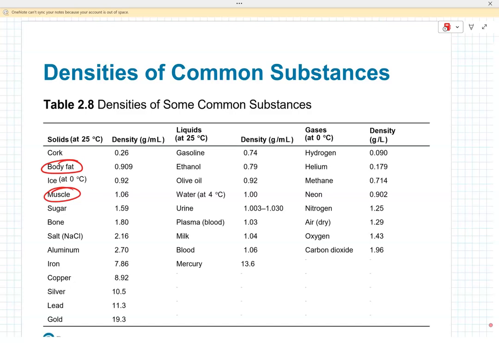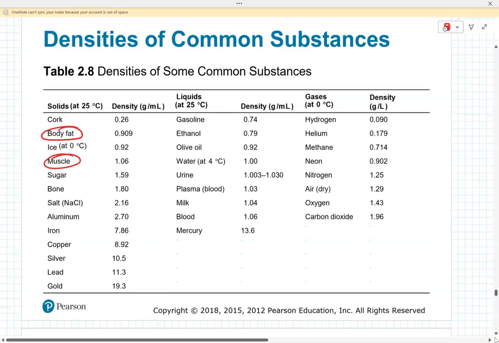Will you sink in blood? No. Look at this. The density of the blood is 1.06. In your body, the density of the muscle is 1.06, but the density of fat is lower. So you will actually float in blood. Okay? Few more.